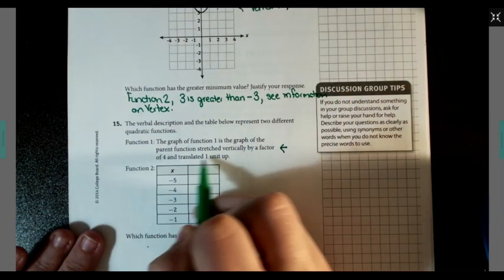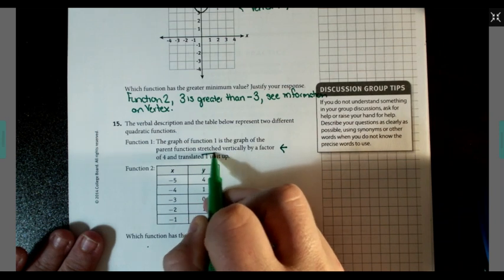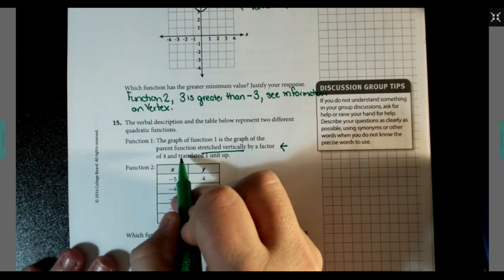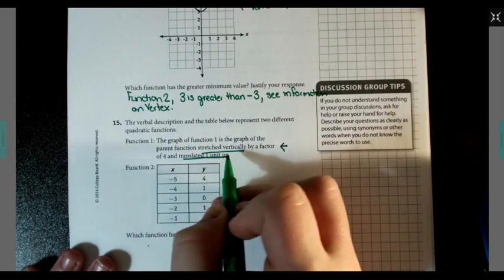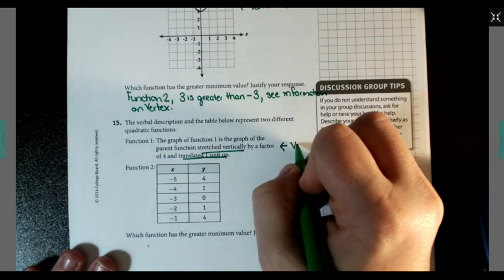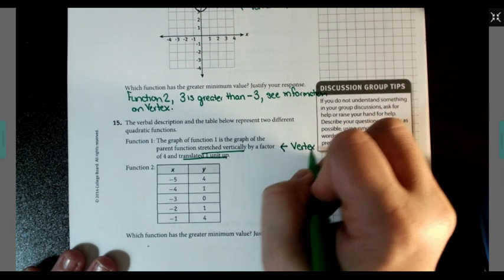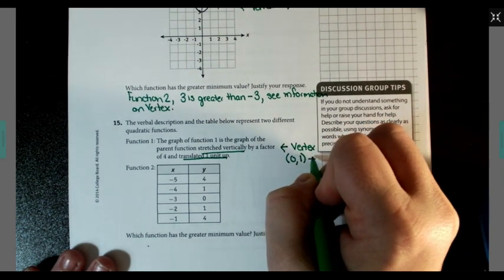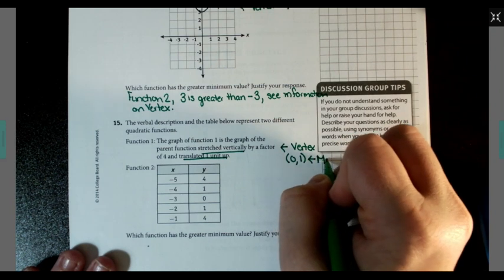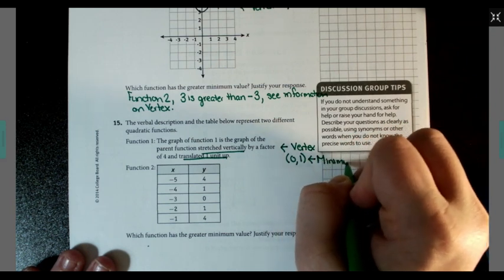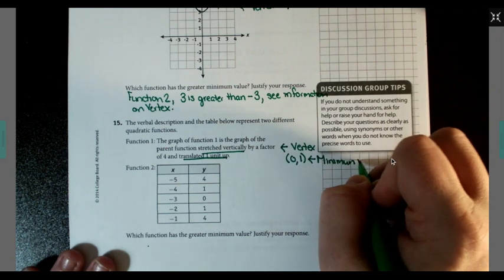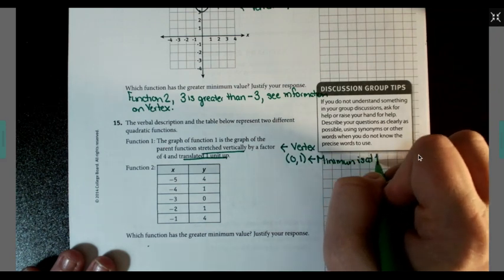This says it is stretched vertically, which does not change your vertex, but it is translated 1 unit up. So my vertex here is 0, 1, making the minimum value at 1.